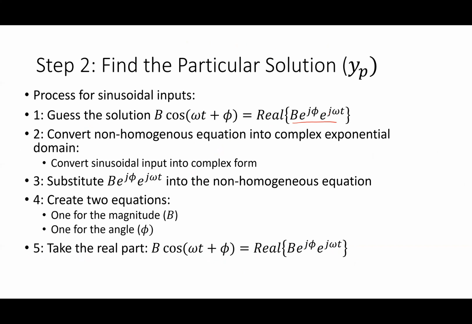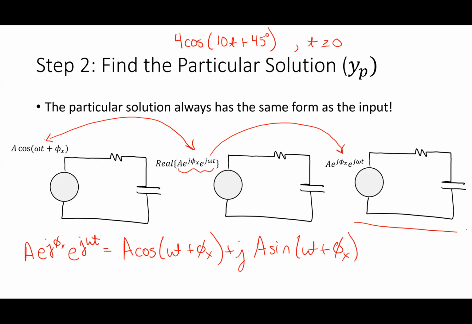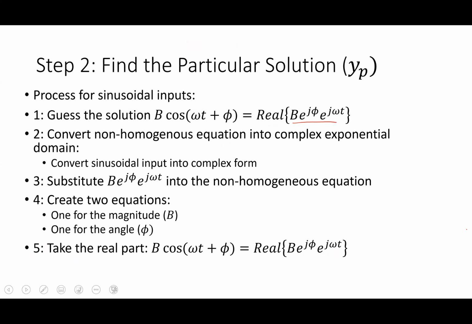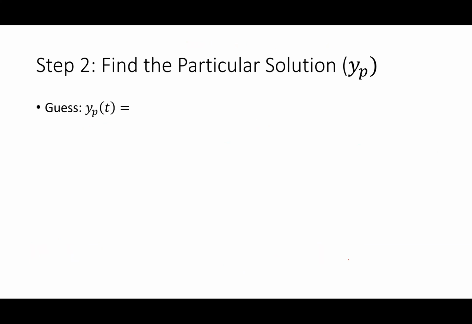So what I do is I convert this non-homogeneous equation into the complex exponential domain. So I basically try to jump over to this system and say, we're going to just use dynamic phasors to solve everything. So over here, we're using dynamic phasors. So I get that sinusoidal input into its dynamic phasor. Then I substitute this dynamic phasor for the solution into that non-homogeneous equation. That gives me two equations, one for the magnitude and one for the angle. And then I take the real part of that dynamic phasor at the end, okay? So let's go through that process.